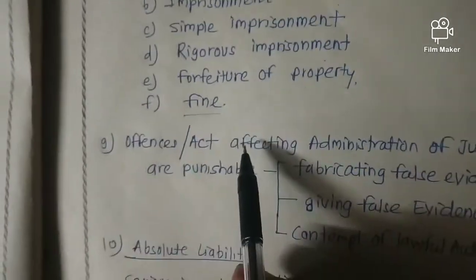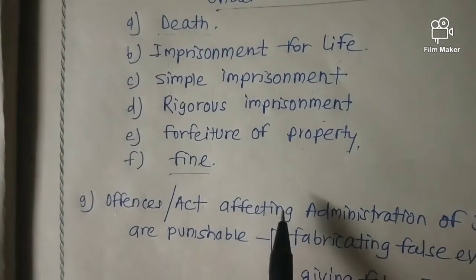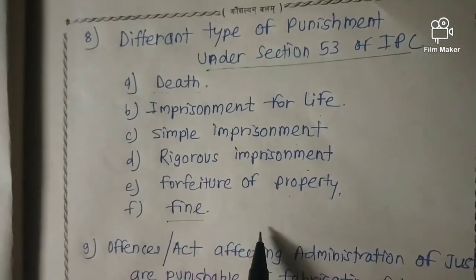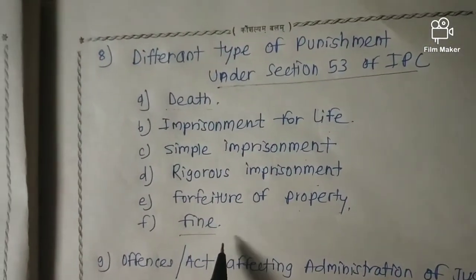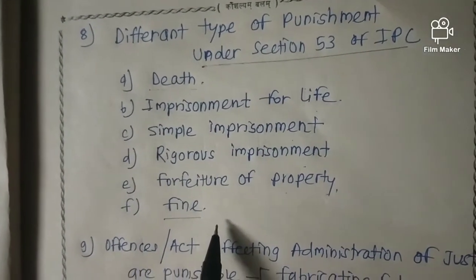One such punishment used by the British was servitude, that means slavery, for their selfish ends. This punishment is now repealed. So most importantly, there are now six punishments available under Section 53 of IPC.